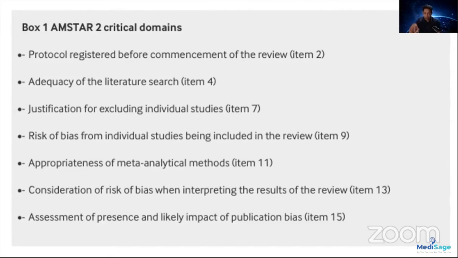Risk of bias, we've talked about. Assessing bias in individual studies appropriately. The appropriateness of meta-analytical methods, whether you do a meta-analysis or not. Sometimes it's more appropriate not to do a meta-analysis and leave it out completely. And not having a meta-analysis does not mean that it's not a good systematic review. Consideration of risk of bias when you're interpreting the results of the review. That's another important aspect.